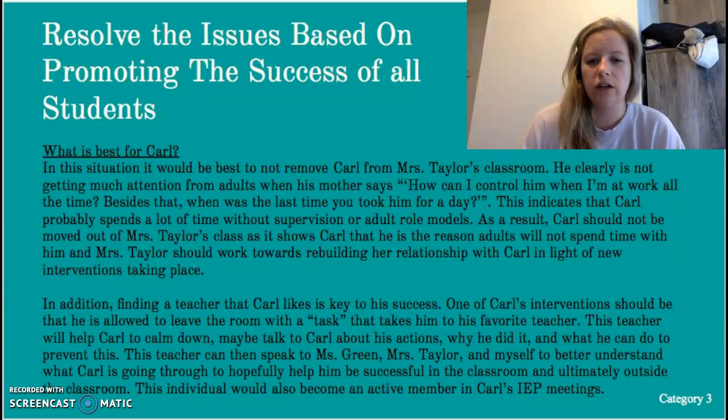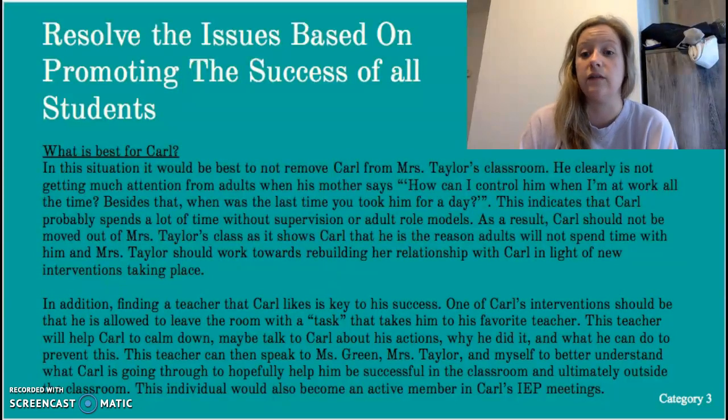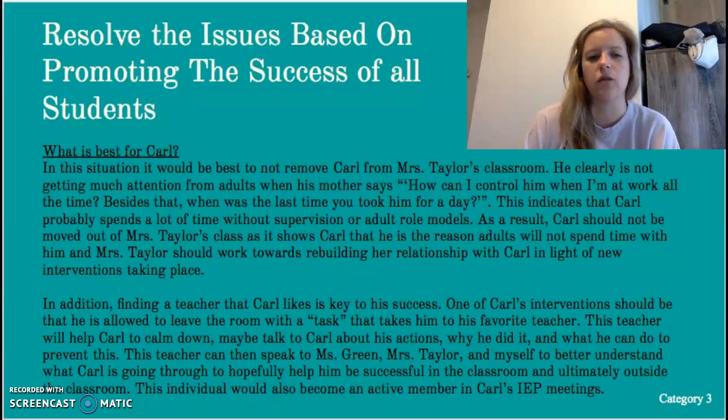So I would find somebody who can support Carl and somebody that he likes. I believe this should be one of his interventions, that he be taught that when he's feeling aggressive or upset, he should find a way to leave the classroom, whether that be, can I go do this, or the teacher sends him out to run an errand or do something to interact with the teacher that they get along with most, and hopefully find ways to reteach Carl how to cope with his anger and his aggression, and find a way to help him sort through what's happening at home and how he's feeling inside.